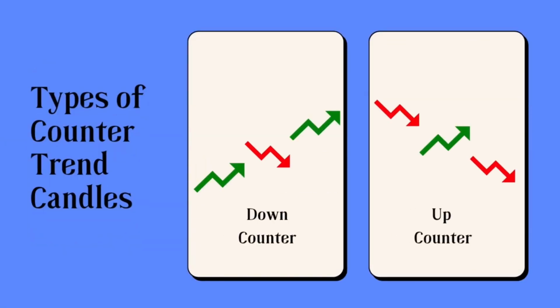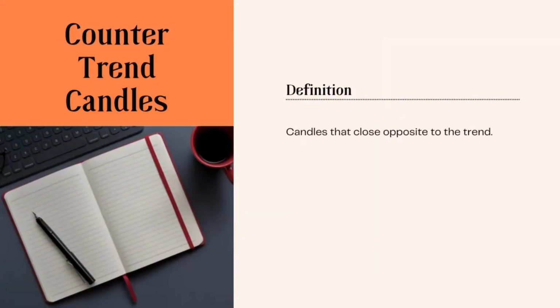There are 2 types of counter trend candles: down counter and up counter. Let's define what a counter trend candle is. Candles that close opposite to the trend. That is its simple definition of what a counter trend candle is.